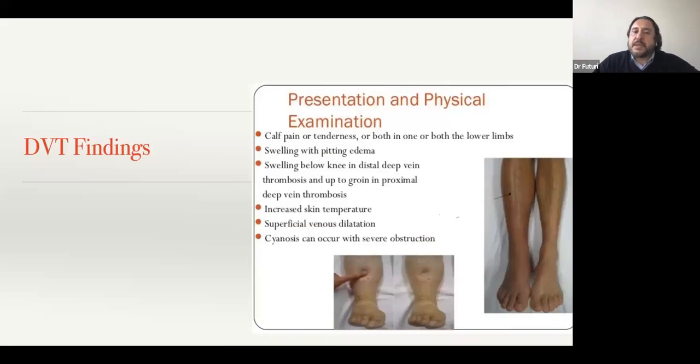Patients who present with DVT have certain physical examination findings, such as calf pain or tenderness, usually in one extremity. Sometimes it can happen in both, but usually it's unilateral. They can have swelling with pitting edema, swelling below the knee. Usually this is seen in distal deep vein thrombosis. And it can be seen even up to the areas of the groin when there is a proximal deep vein thrombosis. The skin temperature can be increased. Sometimes the patients will have erythema. And in very severe cases of obstruction, you can see cyanosis of the lower extremity.